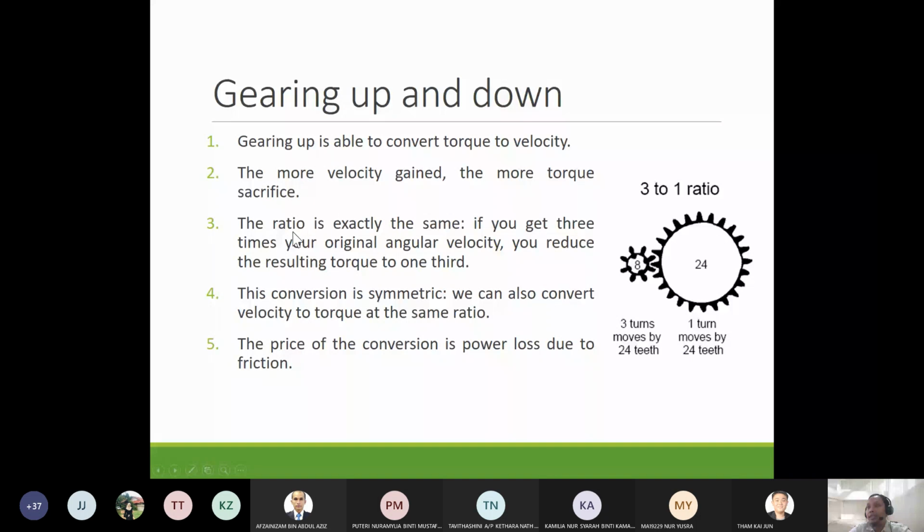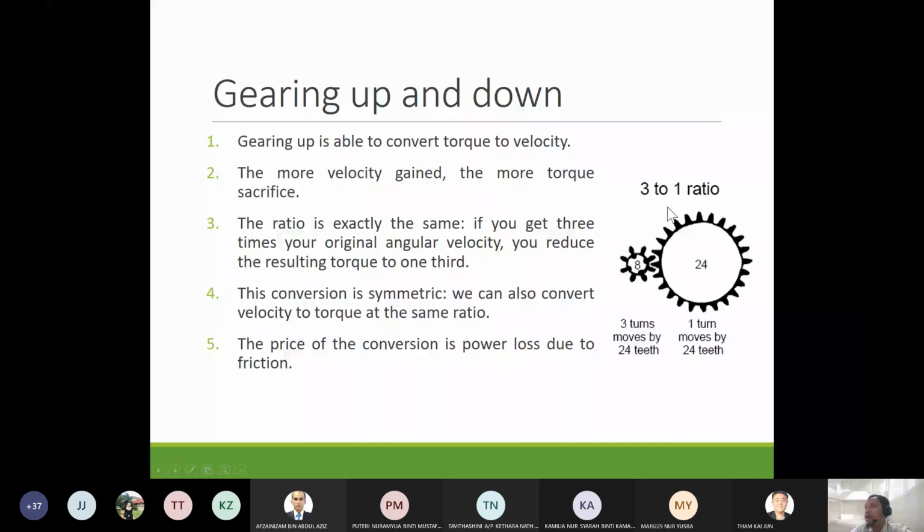So the ratio is exactly the same. If you gain 3 times your original angular velocity, then you reduce your torque 3 times. So the conversion is symmetric. We can convert velocity to torque at the same ratio. When converting this, we could have power loss. But in this subject, we consider no power loss, no friction between the gears. Sometimes we have friction, but we will look at it later in the tutorial.